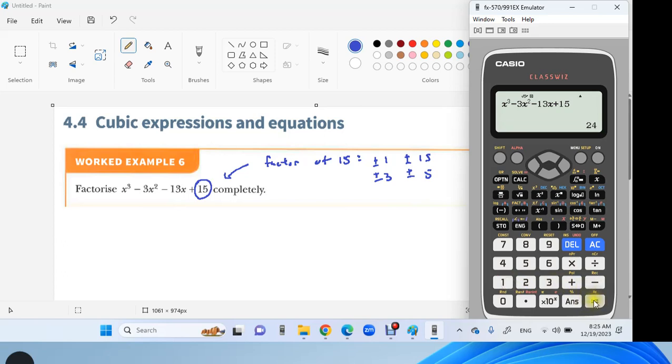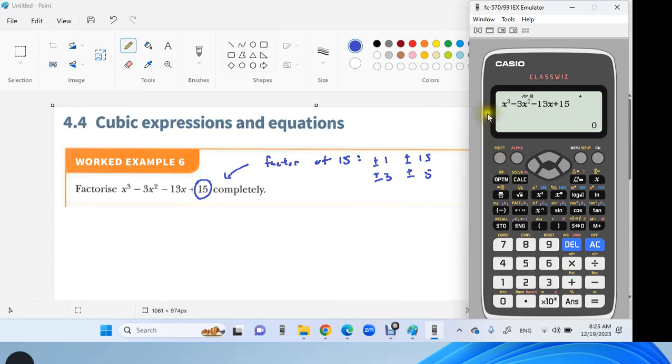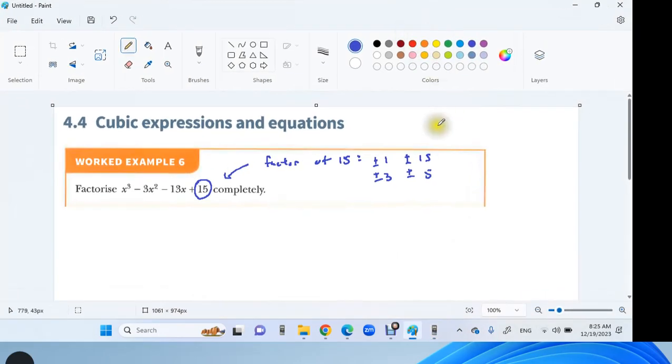Normally we will try with 1 and -1. Then we have 3 and -3. So -3 is another solution. Then we try 5, also a solution. So actually, I already solved it, factorized it completely. The roots that I get are 1, -3, and 5.